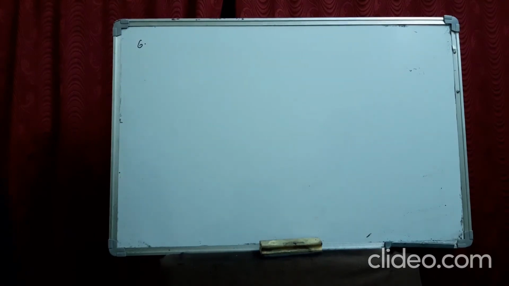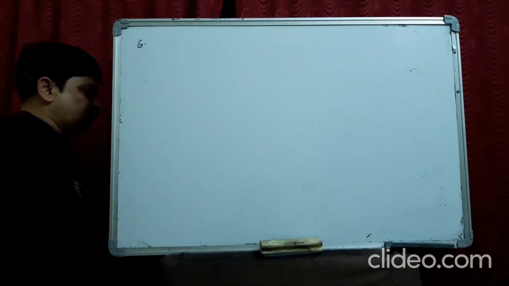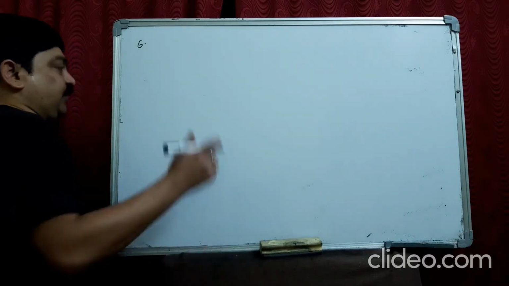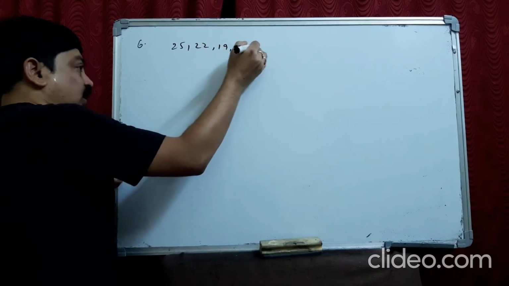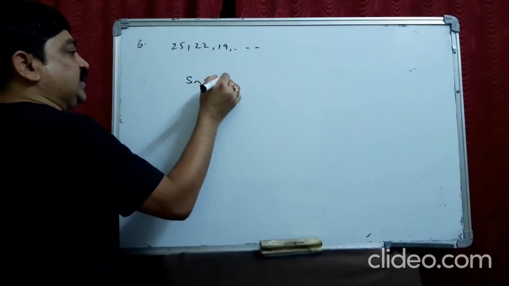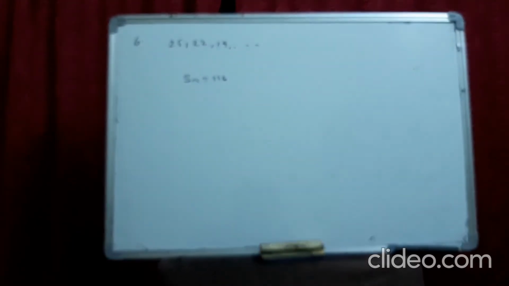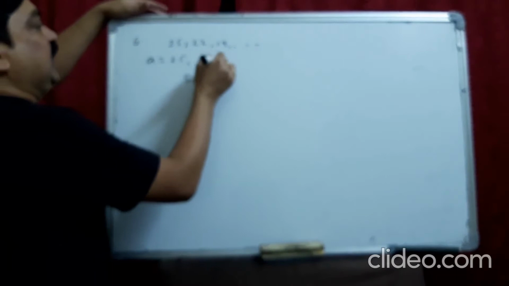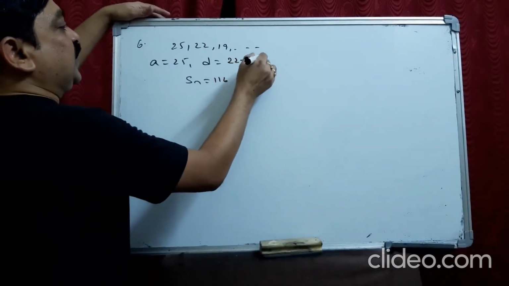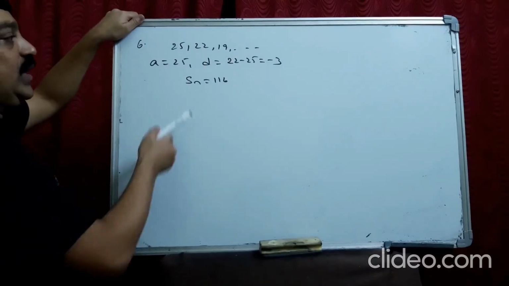See the sixth problem. If the sum of some number of terms of AP 25, 22 and 19 so on, Sn is equal to 116. What did they say? Find the last term. You are asked to find out the last term. So first let us find out A and D. A is equal to 25. D is equal to 22 minus 25, that is minus 3. So we need the last term. To get the last term, we need n also.